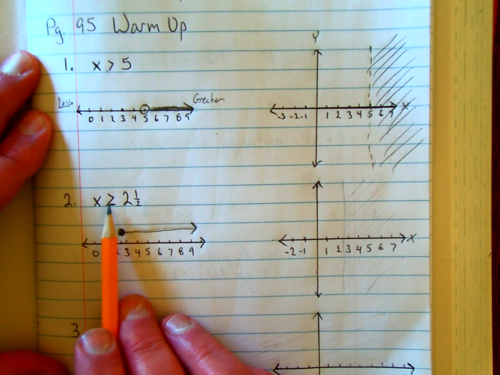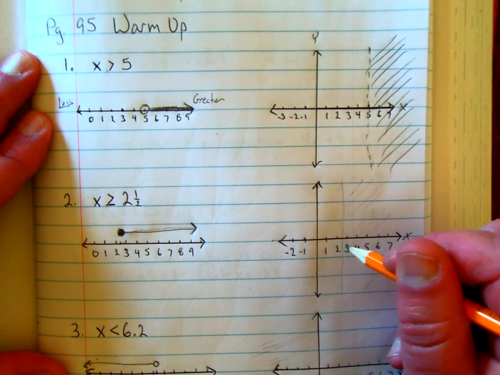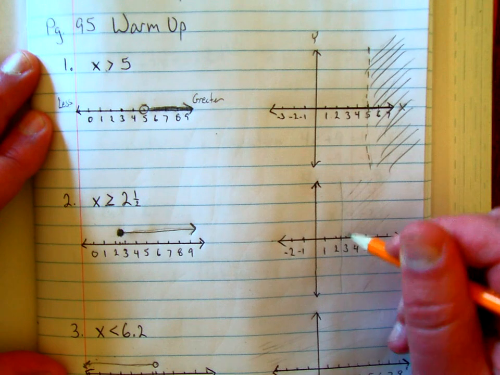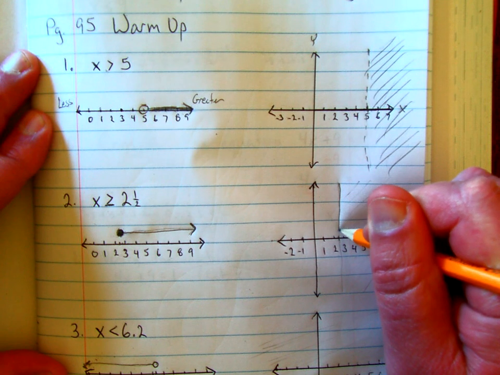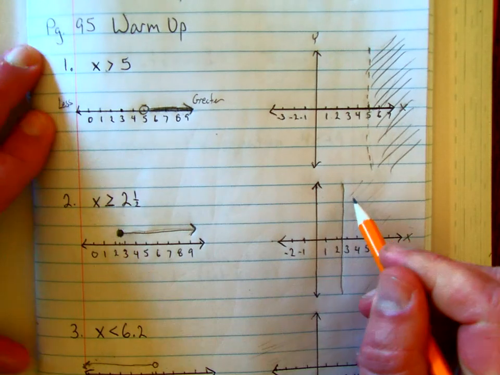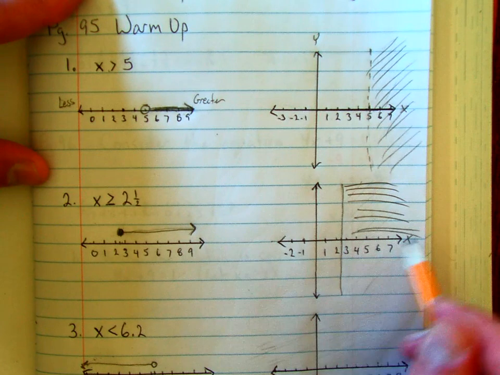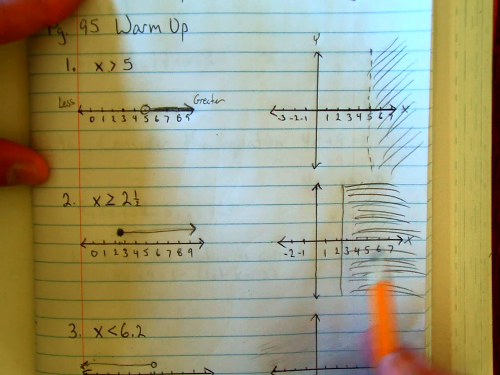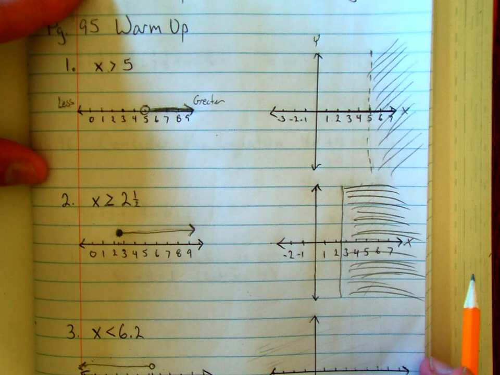On number 2, x is greater than or equal to 2.5. Well, my first move is on my x-axis. I want to find 2.5, so halfway between 2 and 3. And since x can be equal to it, it's a solid line. And then not only can x be equal to 2.5, it can be everything over here greater than 2.5. So this whole side of that line gets shaded. The solid line means it can be equal to it, and the shading means everything over here is part of the solution set.